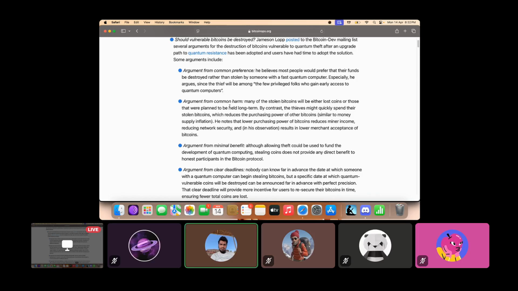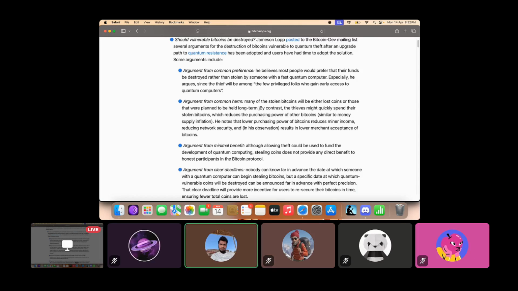The second argument is from common harm: many of the stolen bitcoins will be either lost coins or those that were planned to be held for the long term, right? So people who are active bitcoiners, people who actively use bitcoins and have access to their private keys, obviously whoever is in a sane mind would want to upgrade to a quantum resistant address. When you know the DLP has been broken, when you know a group of people have access to quantum computers, such that if they get to know your public key, they can reverse engineer it and gain access to your private key, in that situation any sane individual would immediately transfer their coins to a quantum resistant address, right?